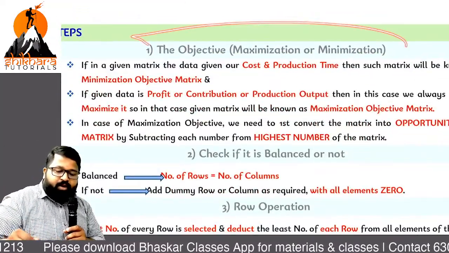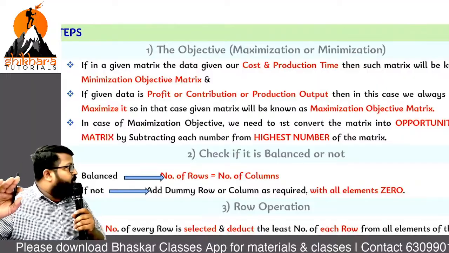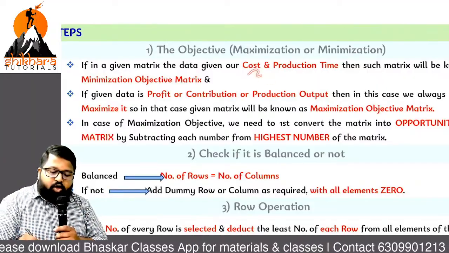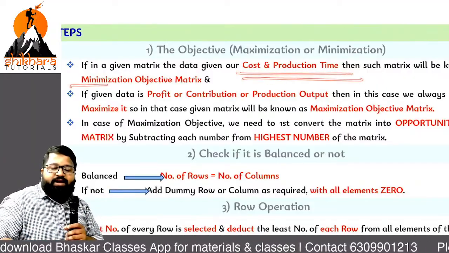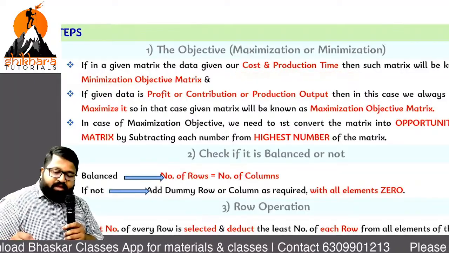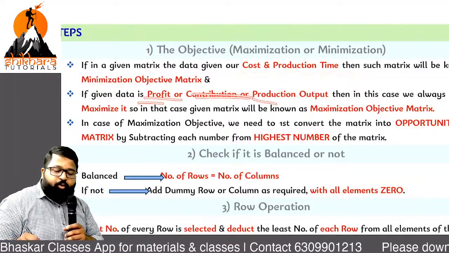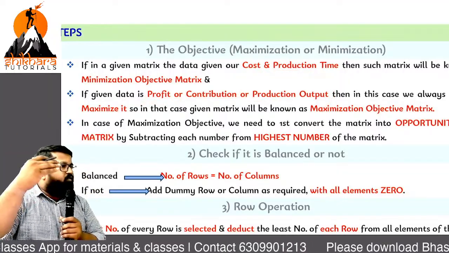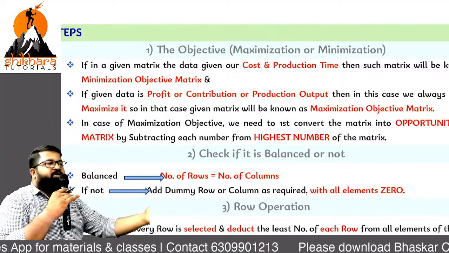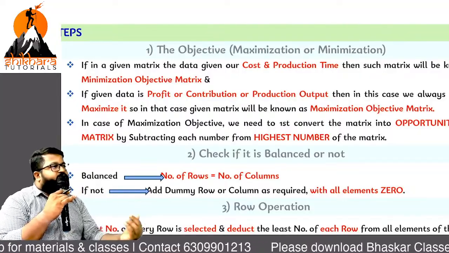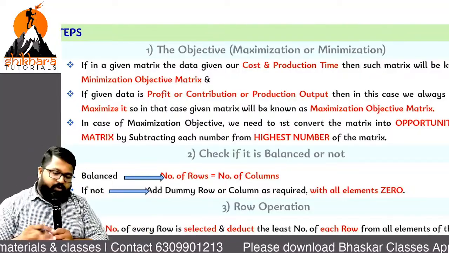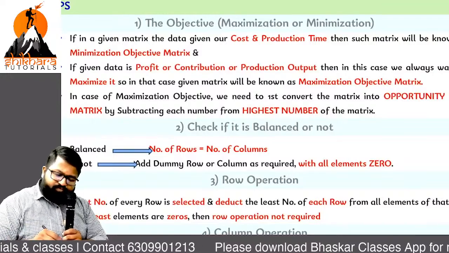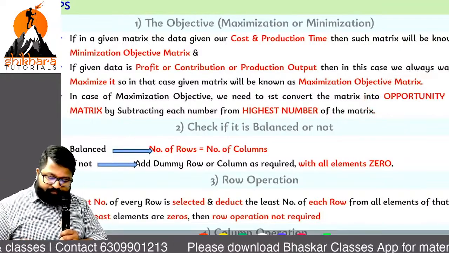Next. Sir, what is the objective? Mainly either maximization or minimization. Sir, cost or production time. What is our target? Minimization. Sir, if it is profit contribution or production output, maximization. Sir, from the company's point of view, are they planning for less production or more production? More production. So it is also a maximization objective. Okay, and that we shall see in the question.